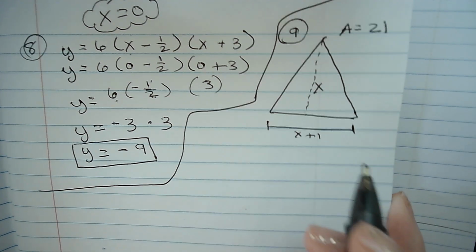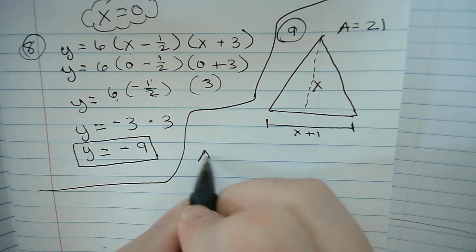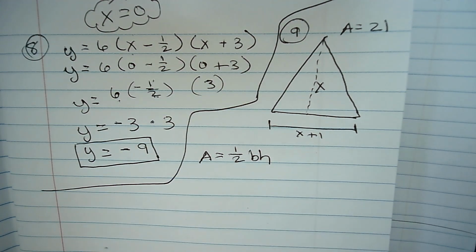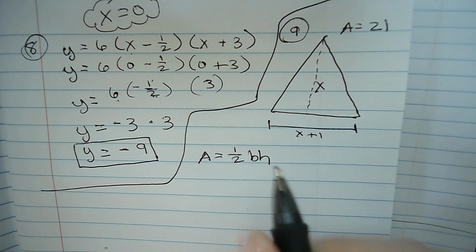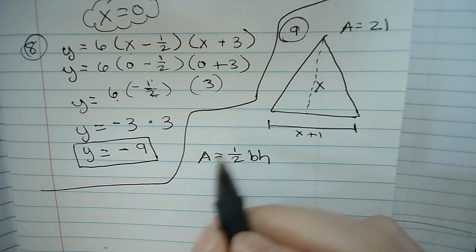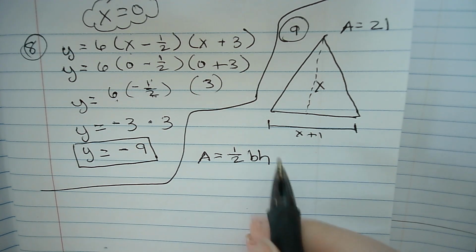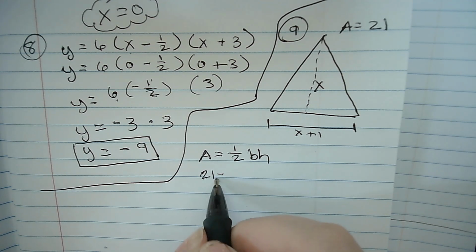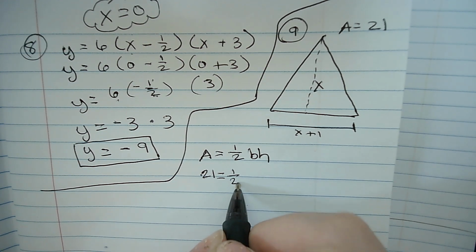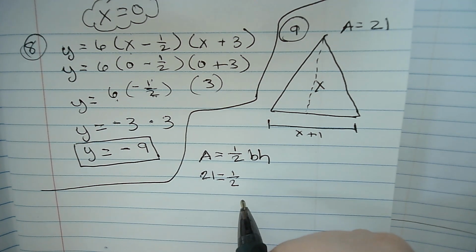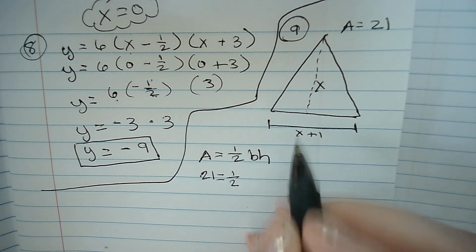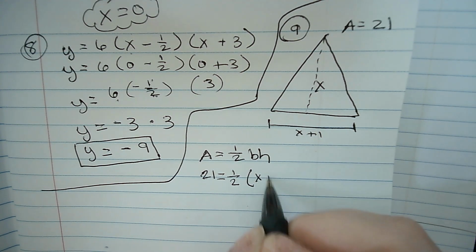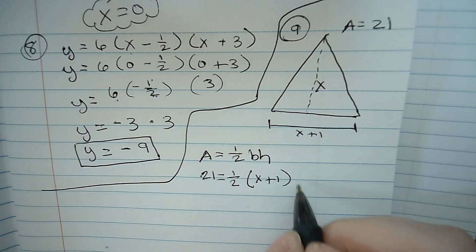So, area of a triangle, formula here, is 1/2 the base times height, or base times height divided by 2, same thing. Remember, fraction is just a division problem. So, we know area is 21. I'm going to start substituting in values I know. 1/2 is just a coefficient, and we have base times height. So now I just plug things in. x plus 1 times height, which is x.